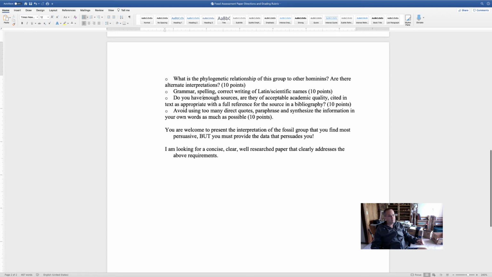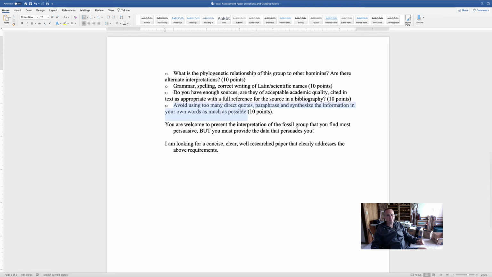And okay, this is something I want to talk about for a moment. I don't want to read papers where somebody has obviously just pulled sentences from different sources at the last minute and cut and pasted them into a paper. You need to be able to synthesize the data and paraphrase in your own words. That's what a high quality 400 level research paper is.